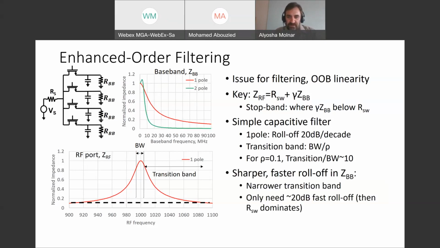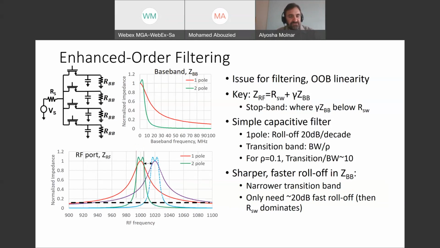Now, if we have a sharper, faster roll-off, that would be great, right? So can we build something that gives us a higher order baseband impedance roll-off, which then translates to a higher order RF filter? And indeed, as I'll show, we can. Even just a second order one done correctly dramatically reduces the transition band and lets us pretty much fully suppress signals that are only about one full bandwidth separated from your operating bandwidth. It gives you a much more general purpose filtering property.